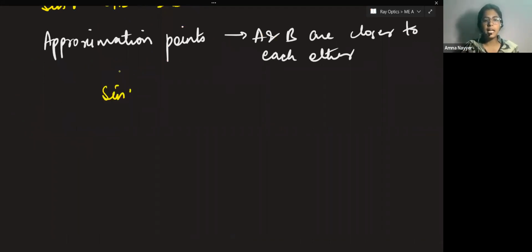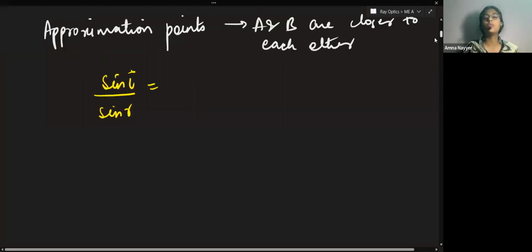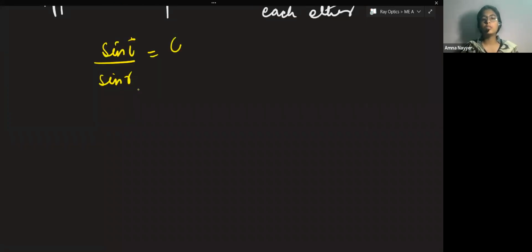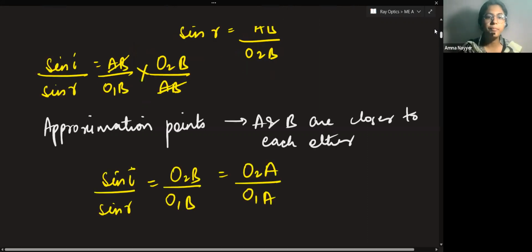So sin I by sin R. So it was O1A by O1B, right? O2B by O1B. This was O2B by O1B. So I can write this as O2A by O1A. Now have a look at what is actually O1A and what is actually O1B. So this is O2A and this becomes O1A. Now see, O1A and O2A.